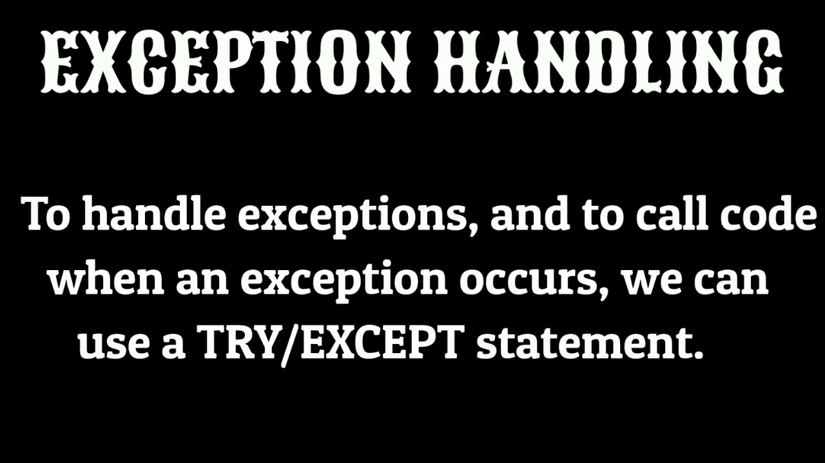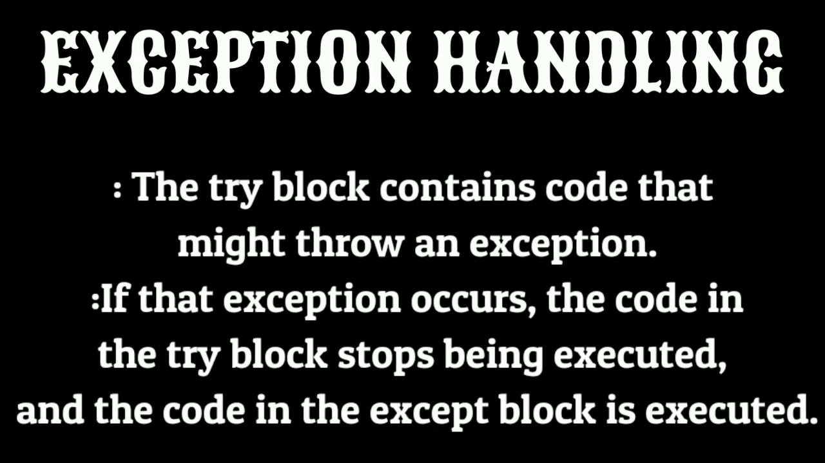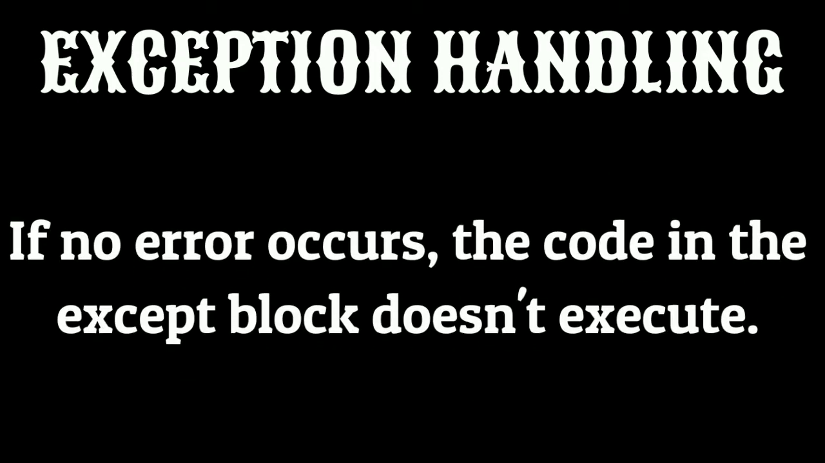Exception handling. To handle exceptions, we use two types of blocks: try and except statement. The try block contains code that might throw an exception. If the exception occurs, the code in the try block stops being executed and the code in the except block is executed. If no error occurs, the code in the except block does not execute.